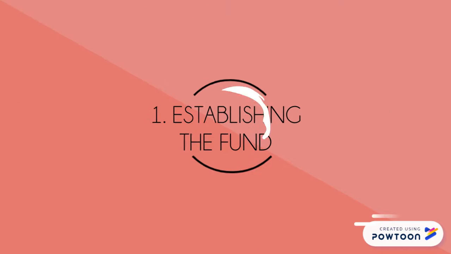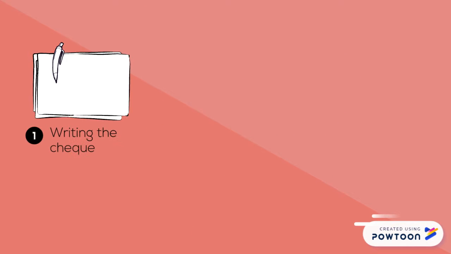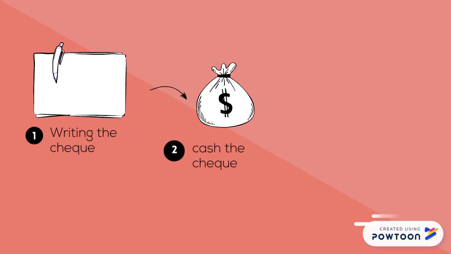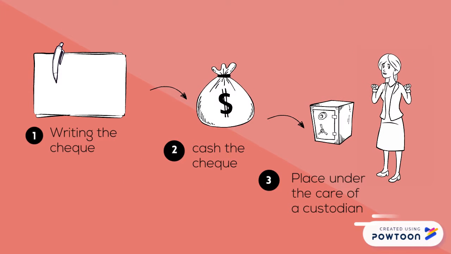Establishing the fund involves writing a check for the amount of the fund, cashing the check, and placing the cash under the care of an employee designated as a custodian. A journal entry is then made to record the establishment of the fund. So let's look at an example.